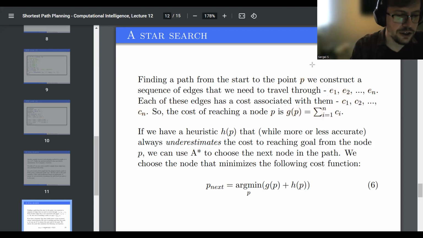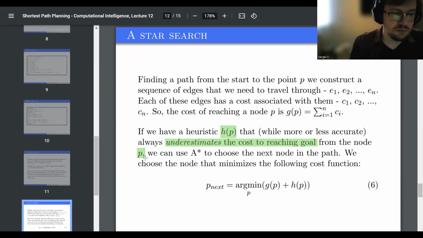Now, we also have a heuristic H of P that, while being kind of accurate, always underestimates the cost of reaching the goal from the node P. So a heuristic gives us an estimation of how much it will cost from the point P to reach the goal, but it always underestimates. That's the important part.